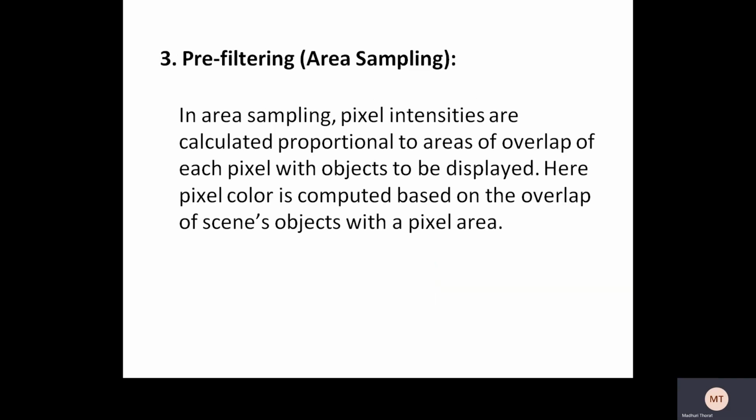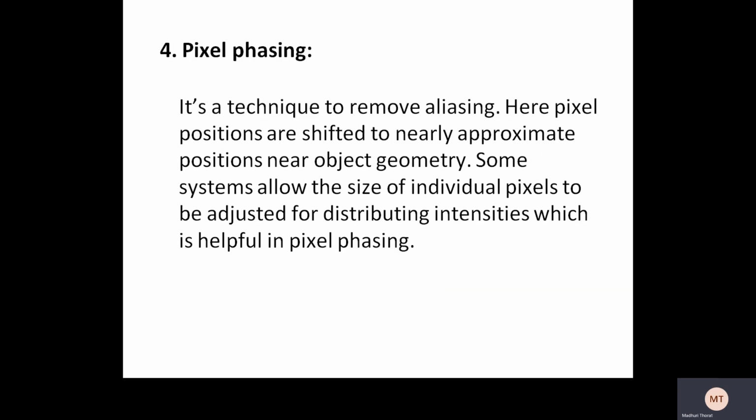Next is the pre-filtering method, that is area sampling. So in area sampling, the pixel intensities are calculated proportional to the areas of overlap of each pixel with the object to be displayed. Here the pixel color is calculated based on the overlap of the screen object with the pixel area. So this is the pre-filtering method, or we can call it the area sampling method, because we are calculating proportional to the areas of the overlap image.